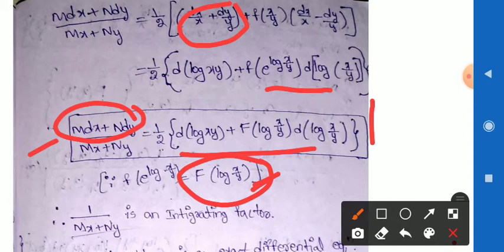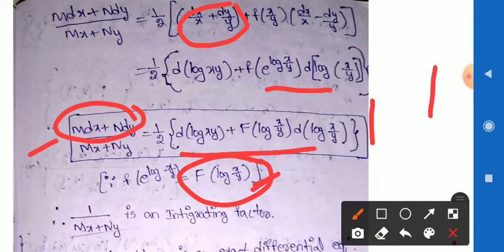Once again I am repeating: M dx plus N dy is a homogeneous differential equation. For the above homogeneous differential equation, we get the exact differential equation by dividing by Mx plus Ny. Therefore we get 1 by Mx plus Ny becomes an integrating factor.